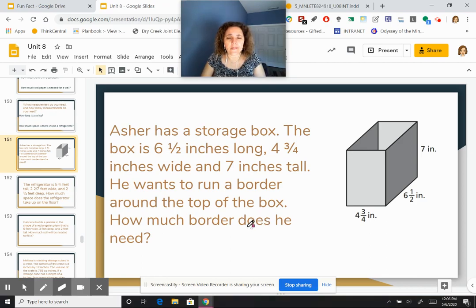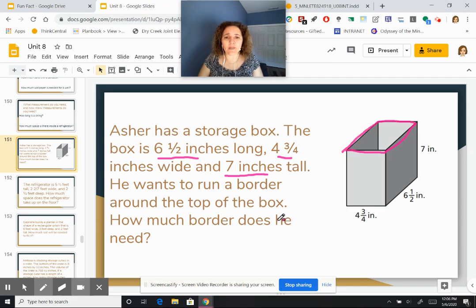All right, so some of you might have thought that it was volume because you see three measurements. You see 6.5 inches long, 4 3/4 inches wide, and 7 inches tall. So you just think, oh, I'm just going to multiply them all. But make sure you read the question carefully, because the question says he wants to run a border around the top of the box.